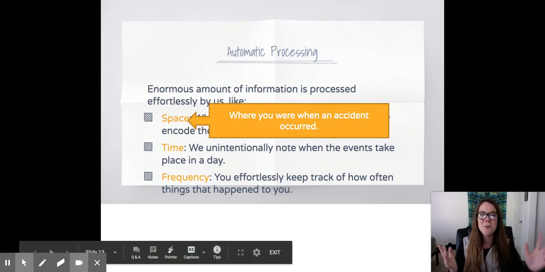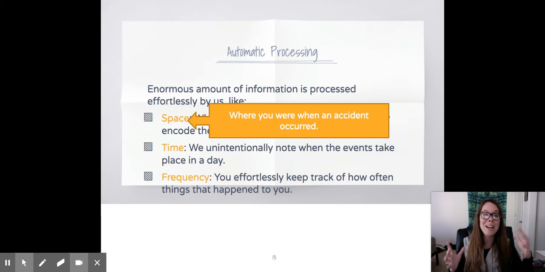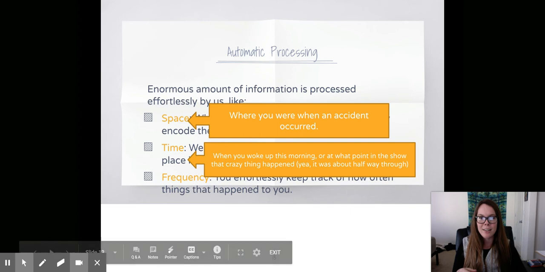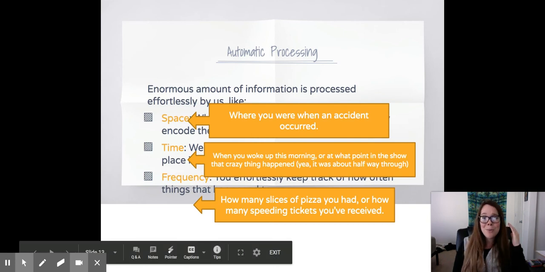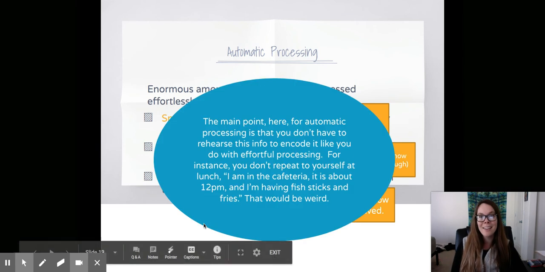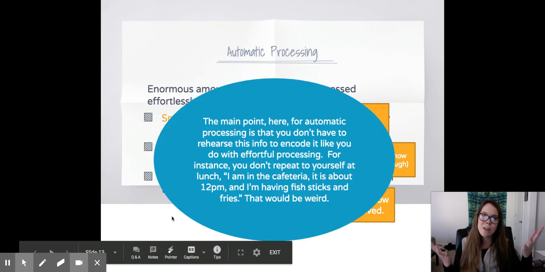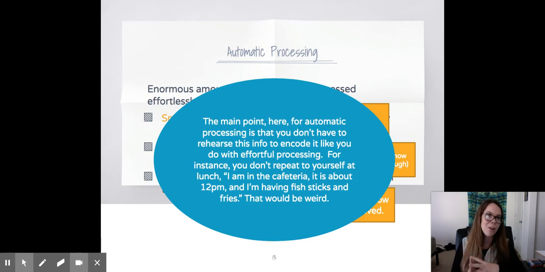So again, space: where were you when an accident occurred? Time: when you woke up this morning, or at what point in the show that crazy thing happened. And then frequency: how many slices of pizza you had, or how many speeding tickets you have received. So these are all examples of what we automatically process that doesn't require any effort, okay? All right, and so the main point here is that with automatic processing, you don't have to rehearse it to encode it. It just automatically happens, okay?